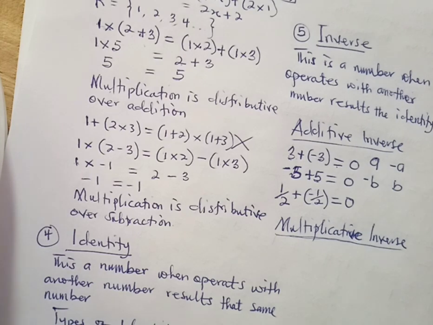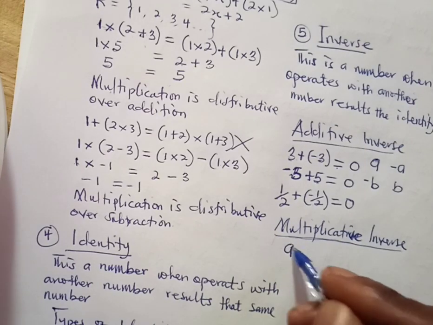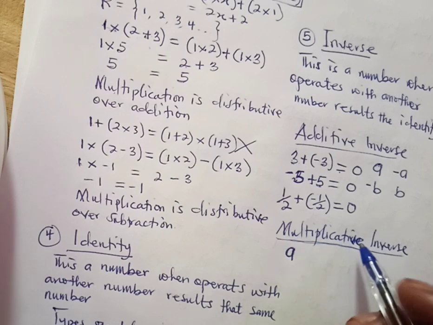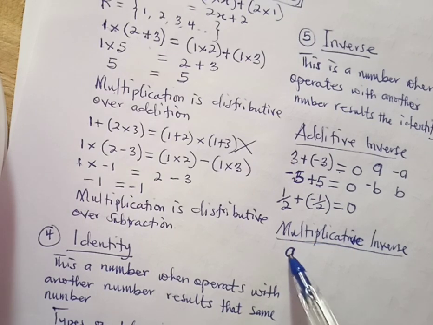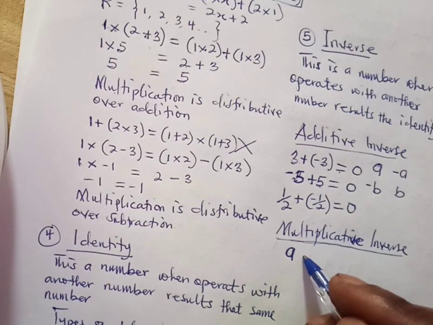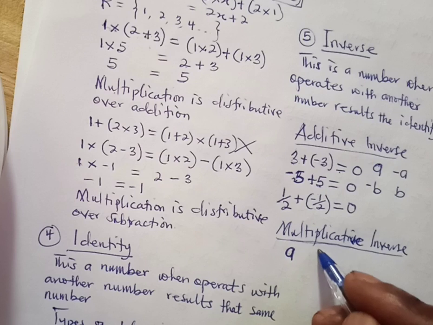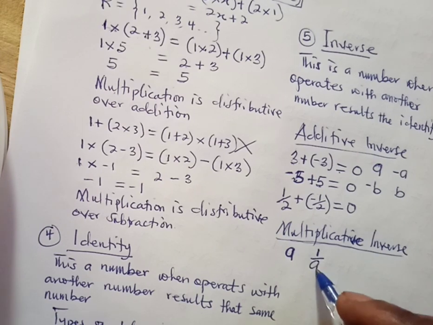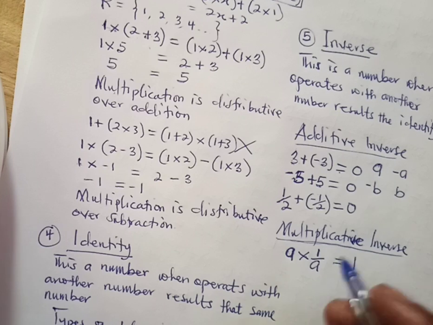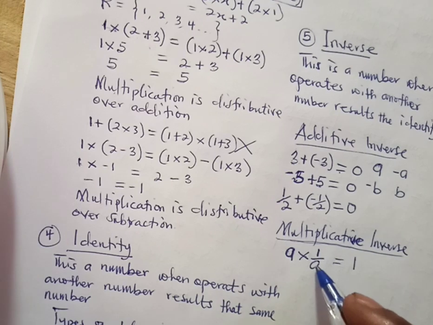Now for the multiplicative inverse, if I give you, let's say, A, what will be the multiplicative inverse? It means what should I multiply by A to get 1? 1 is the multiplicative identity. So the multiplicative inverse of A is 1 on A, because if I multiply this by this, am I not getting 1? Have you gotten that?